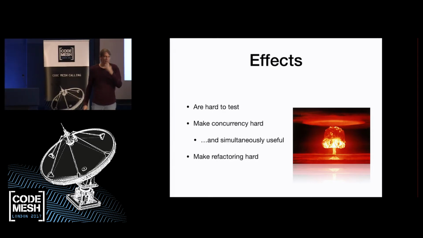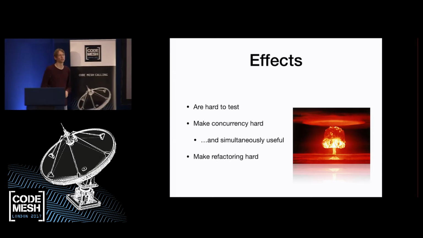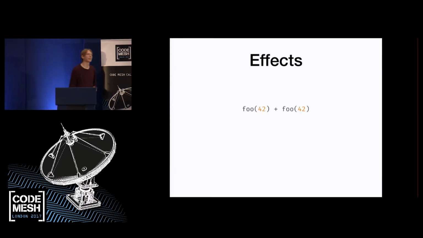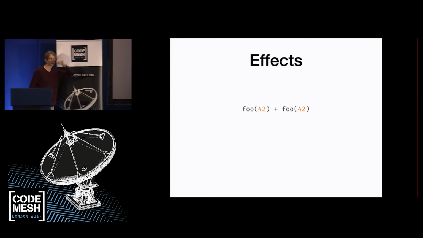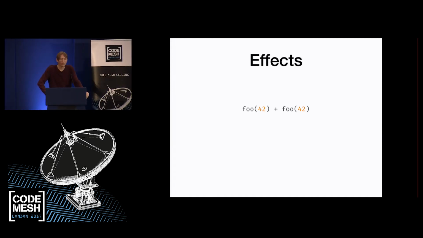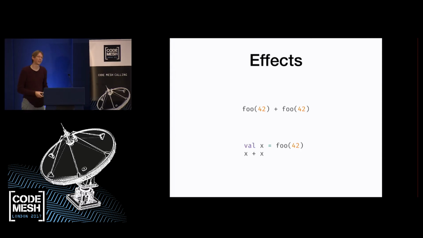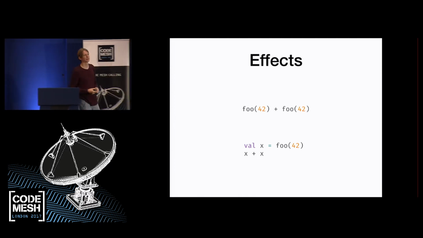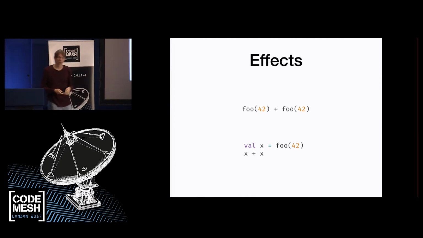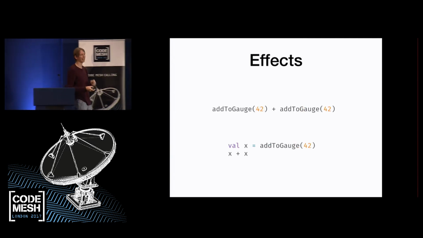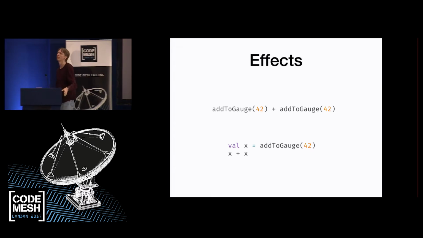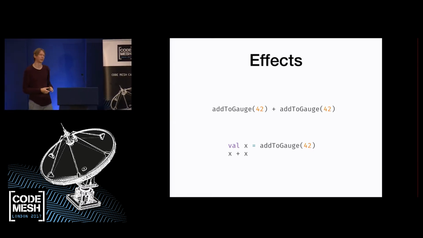And effects also make refactoring hard. They make it very difficult for us to change things about our code. What I mean by that is something like this. If you take foo(42) plus foo(42), we would want to factor out the method call because it's redundant, and change it into something like val x = foo(42), x plus x. But we can't do that, right? Because we don't know what foo is. Foo could be something nasty, like add to gauge. We don't actually know if it's modifying things about the system.